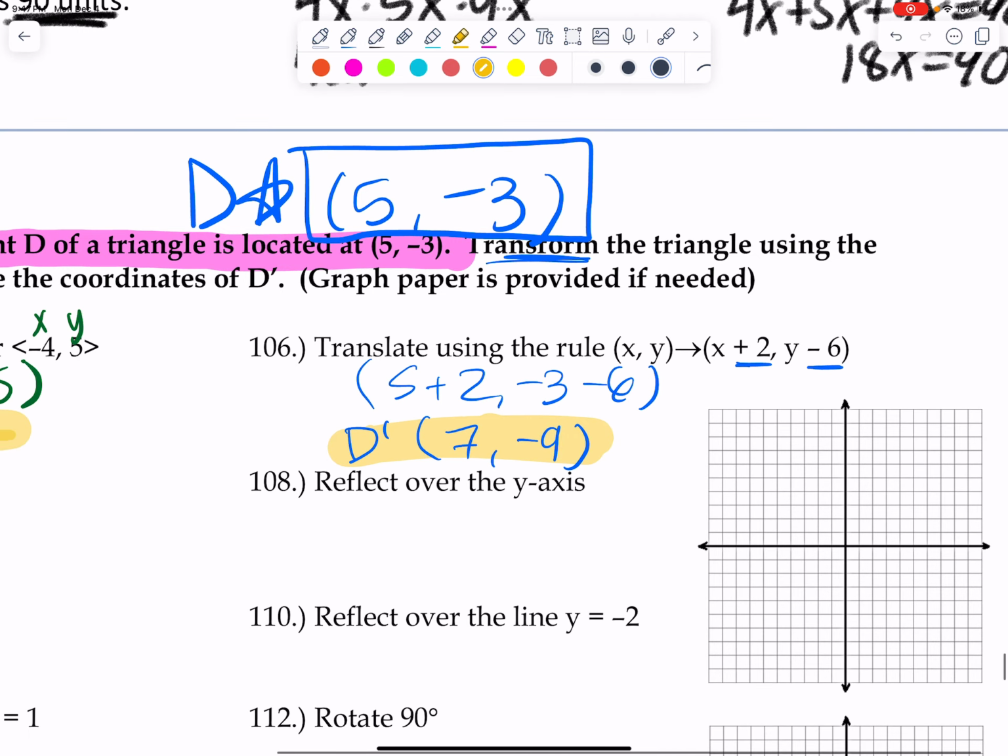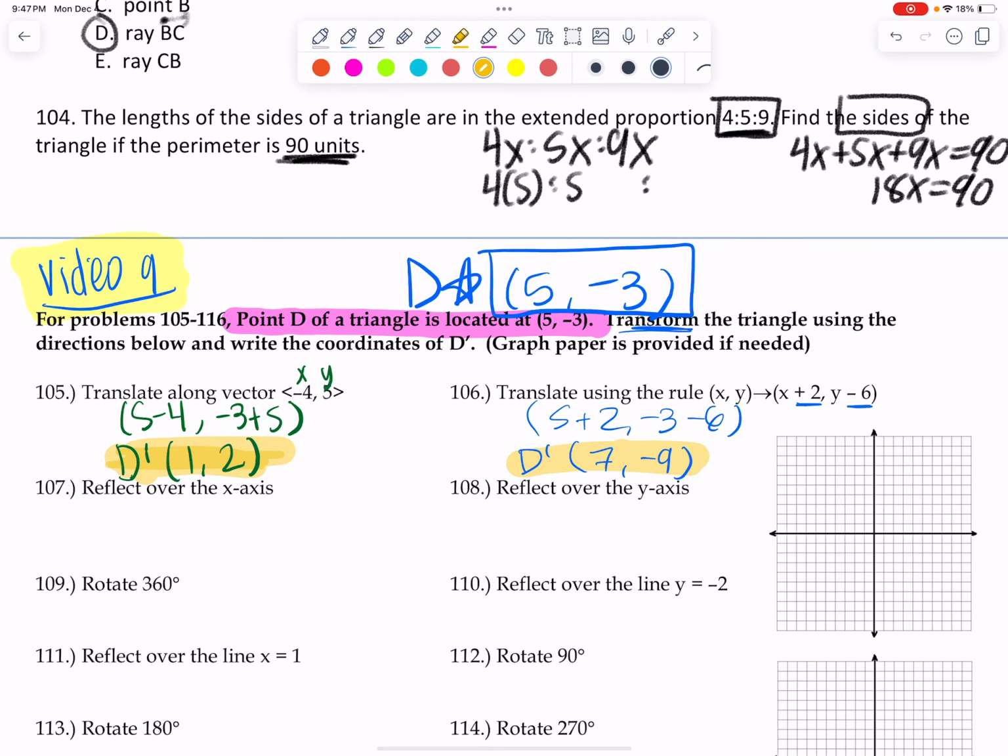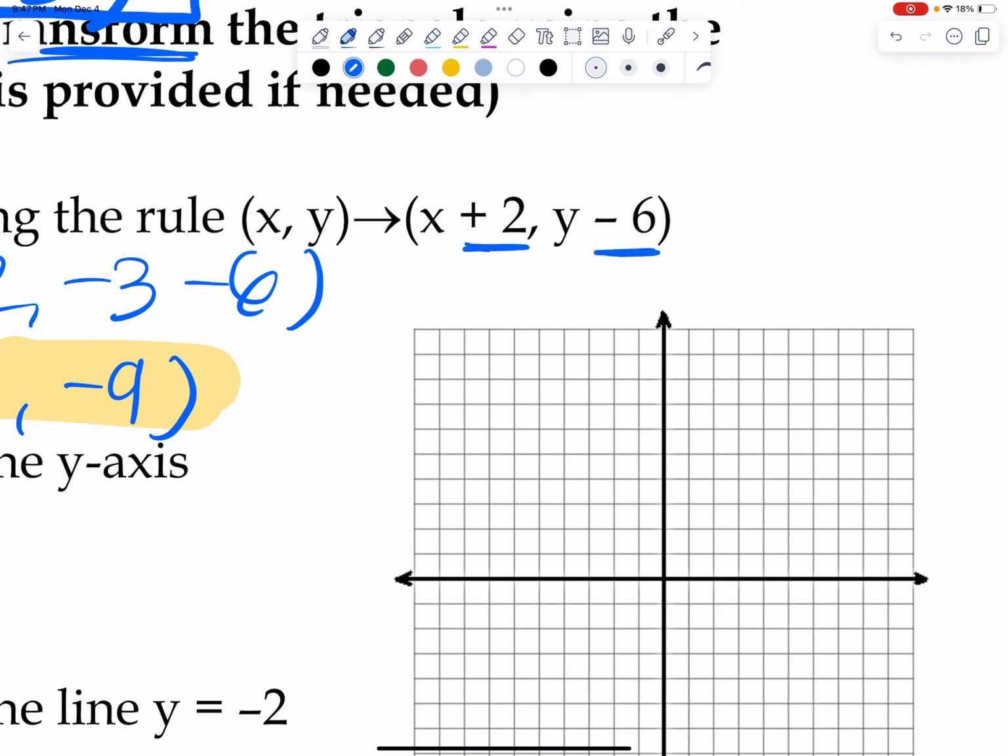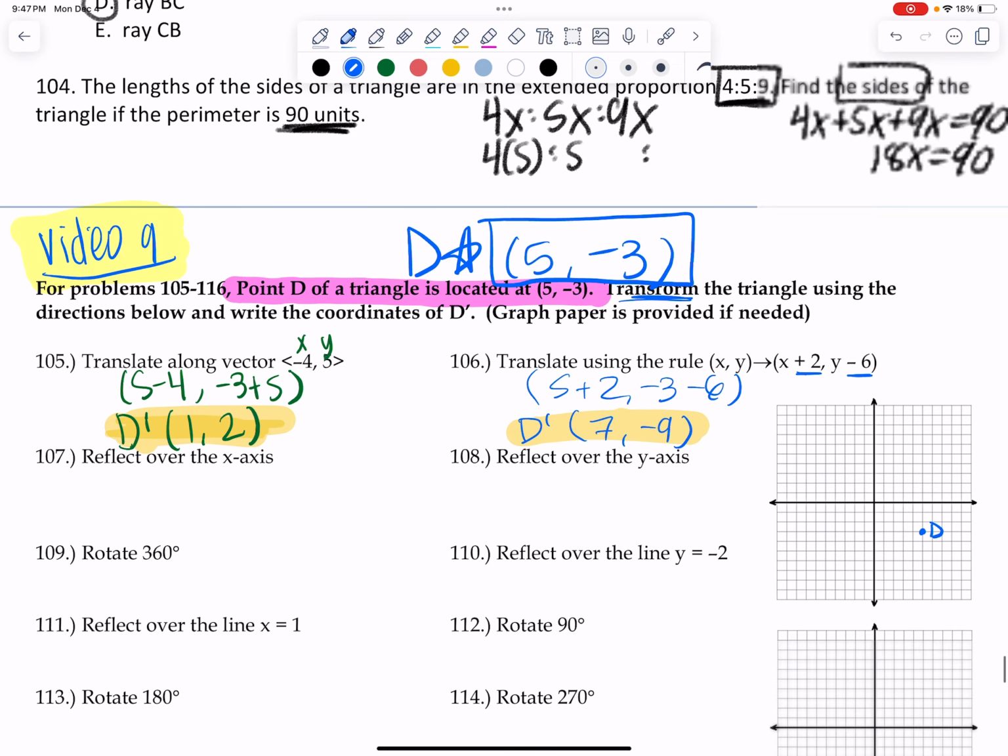Okay, 107, I put graphs on here just to help you if you need it. A lot of you like to graph instead of memorizing the rules. So if I take the point D and I plot it at (5, -3), 1, 2, 3, 4, 5, 1, 2, 3. If this is D, and I want to reflect it over the x-axis. A lot of you just like having the reference here, thinking through it instead of memorizing it.